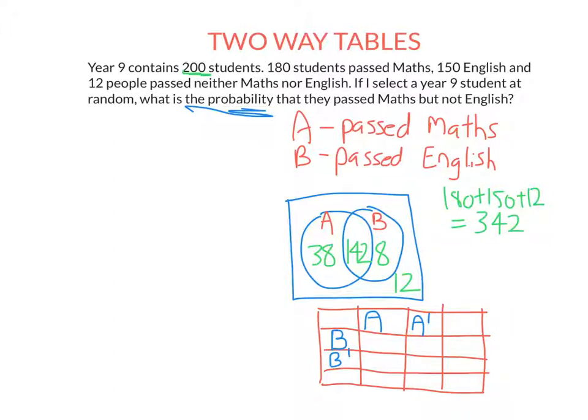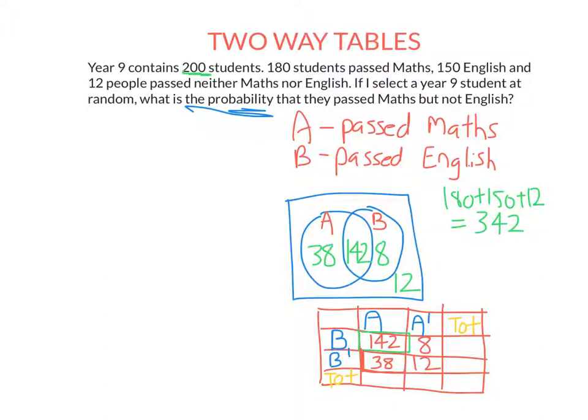What the two-way table has that the Venn diagram doesn't have is that we usually have a row and a column for totals. So we can put that same information here. This cell here means we're in A and B, so they pass maths and English. I already figured out that that's 142. The next cell down means we're in A but not B, so we pass maths but not English. And then the number of people who passed English but not maths, and then who passed neither.